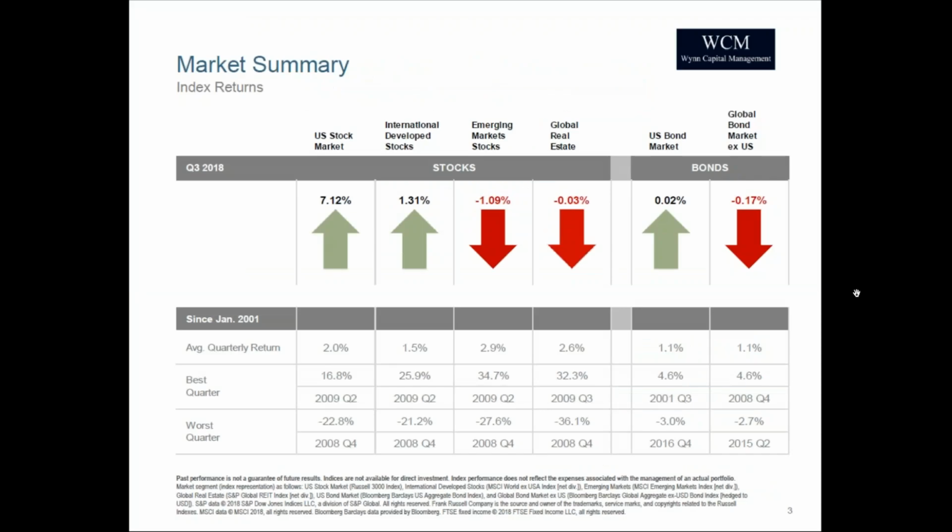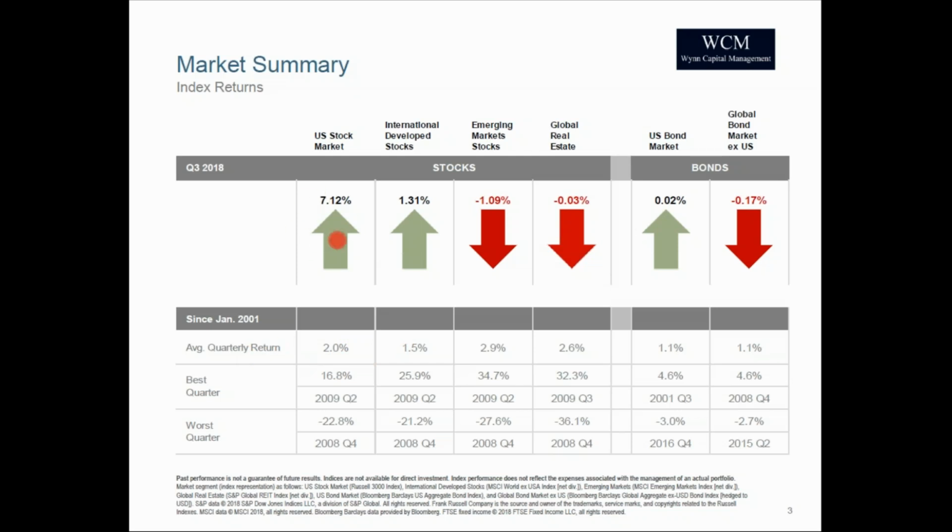So here we are with the summary slide that shows the quarter returns for the U.S. market, international developed, emerging markets, global, real estate, and the bond market. U.S. was up big in the quarter, and the rest of the asset classes were flat or slightly up, slightly down. This bottom section is helpful to give context about any particular return.